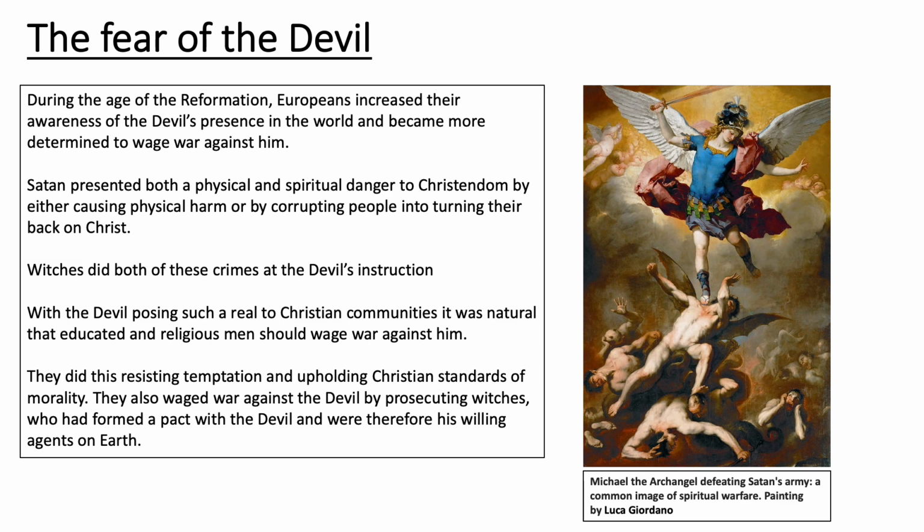It goes back to this view of the devil in early modern society that we touched on in the last lesson, whereby Satan presents both physical and spiritual danger to Christendom, by either causing physical harm or, perhaps more worryingly, corrupting people and turning their back on Christ. And it's easy to see in the context of Reformation, where people are changing religion, why those religious changes could be attributed to a demonic, evil, malevolent presence, and why that would increase people's fear of the devil and their belief that he is a more active presence in Christian society.